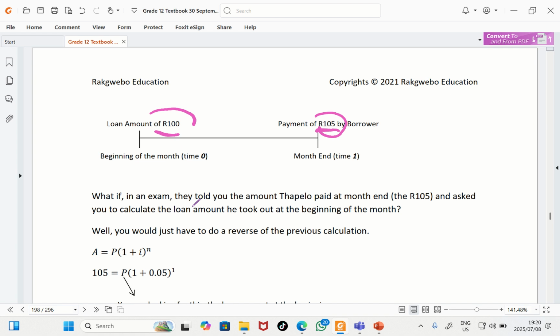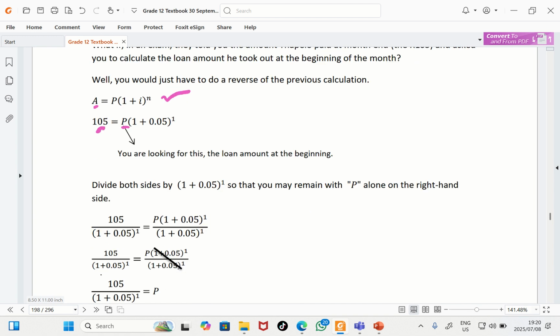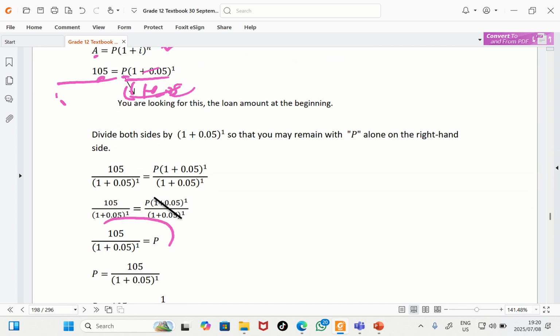So this is how you're going to go about it. You're still going to use the same formula because nothing changes. The only thing that changes is that they didn't give you the principal amount, but they give you the final amount. So you're going to substitute A with 105 and obviously solve for P. This will eventually give us, let's solve it. So we're looking for P, so we're going to divide both sides by 1 plus 0.05 like this. Okay? Cancel what you do on the left, also do on the right. So this is what we have there.